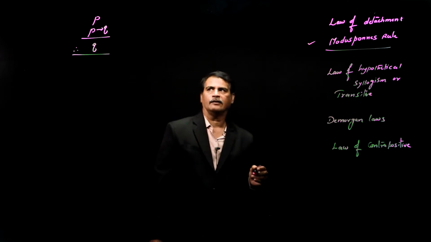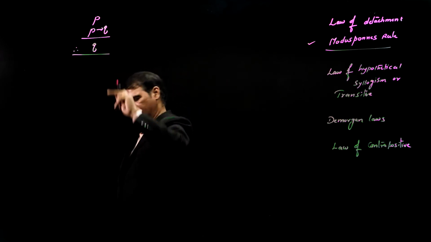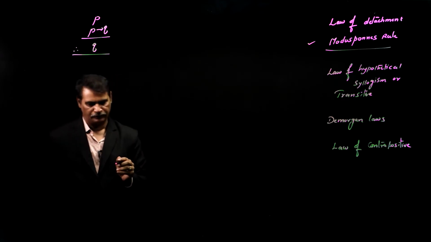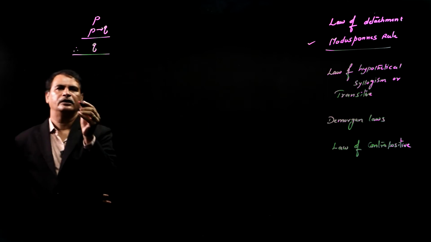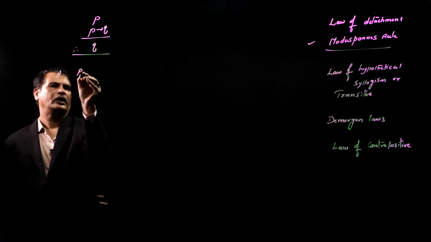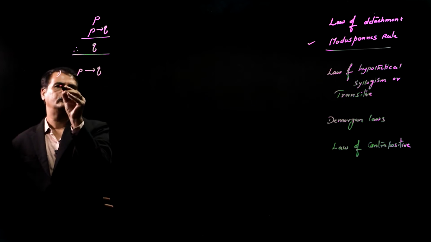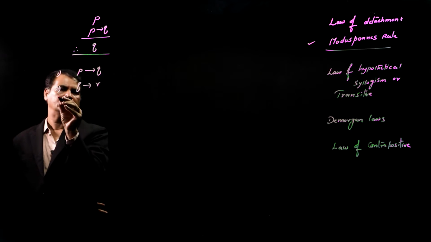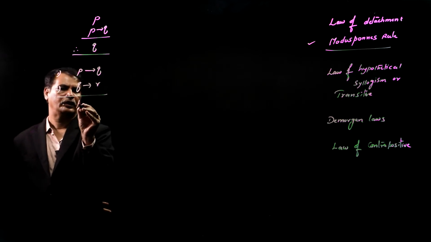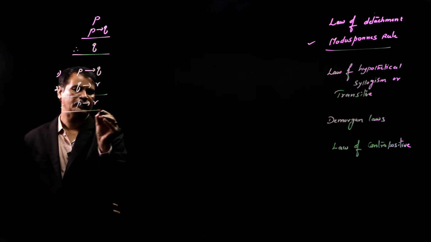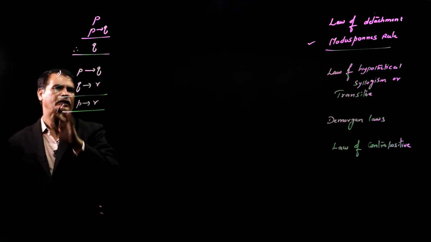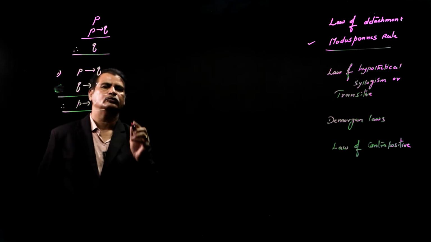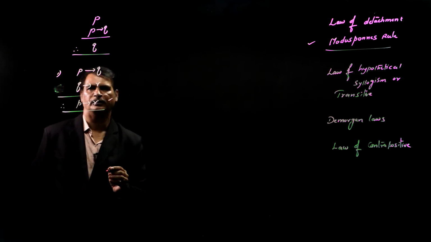Next, I already proved how I will get this one. Next one, law of hypothetical syllogism or transitive property. What is the transitive property? I know that P implies Q is true and Q implies R is true, then I can write P implies R is true. This is called the transitive property.